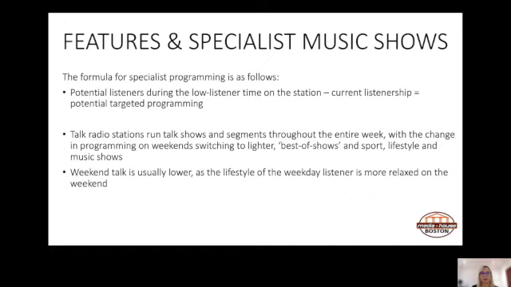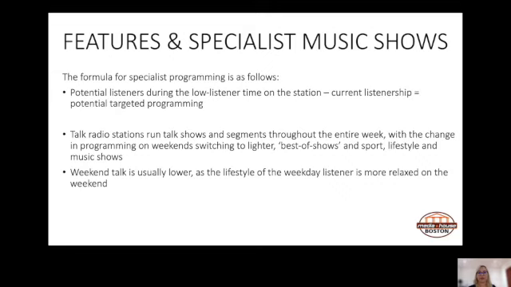Talk radio stations run talk shows and segments throughout the entire week, with the change in programming on the weekends switching to lighter best of shows or sports shows, lifestyle shows, music shows. However, this factor depends on the specific station's licensing conditions, okay, ICASA licensing conditions, which will determine the percentage of music to talk that a station is allowed to play. Weekend talk figures are usually lower, as the lifestyle of the weekday listener is more relaxed on the weekend.